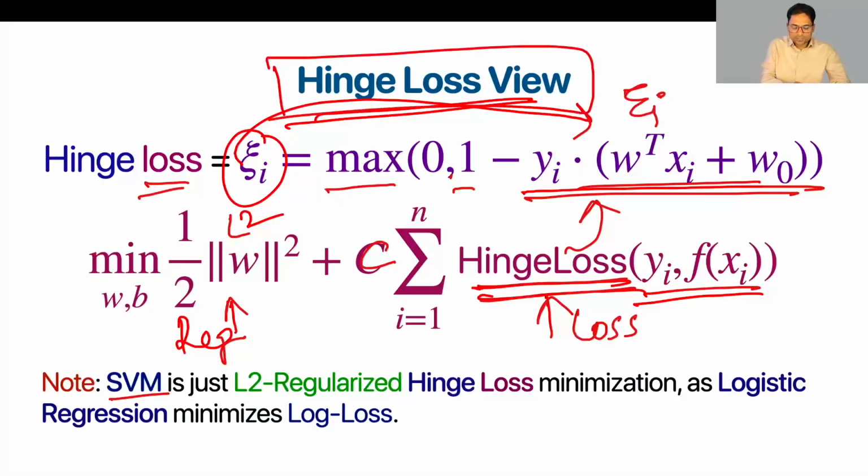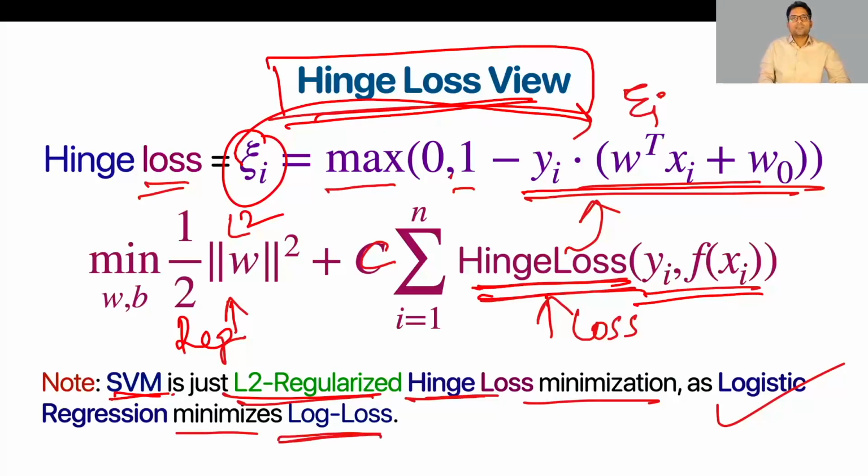So in the hinge loss view, SVM is nothing but L2 regularized hinge loss minimization. As in logistic regression, where we minimize the log loss, the binary cross entropy loss, similarly here we minimize the hinge loss, and the L2 regularization is inbuilt here. I hope this hinge loss view is clear. And for the soft margin, the hinge loss view is coming from the xi, and we have spent time to understand how the error term is calculated.